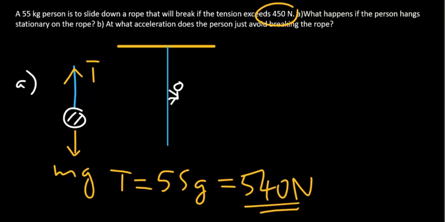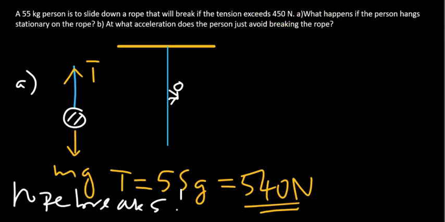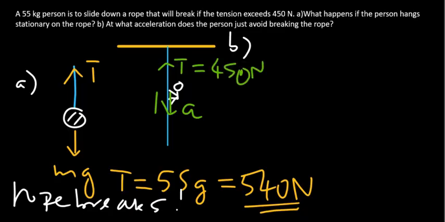Since this is greater than 450 newtons, what's going to happen in part A? If the person is stationary, that rope breaks. Now part B. Let's assume the person is moving, namely, the person is sliding down with some acceleration a. At what acceleration does the person just avoid breaking the rope? So again, you have tension, and just avoid means the tension at that point is 450 newtons. And of course, the person has the weight of 55 times gravity.